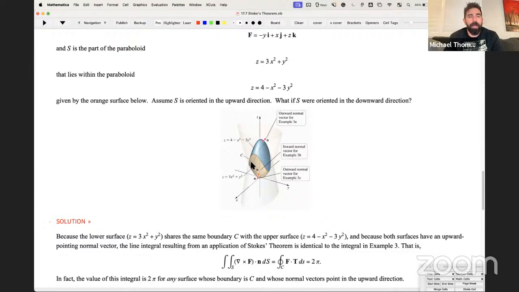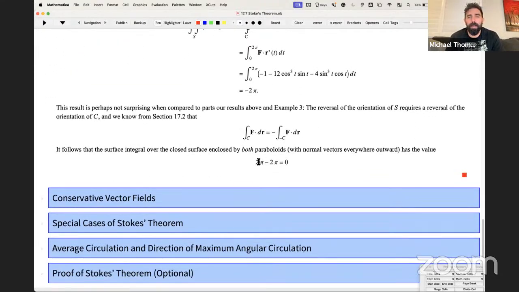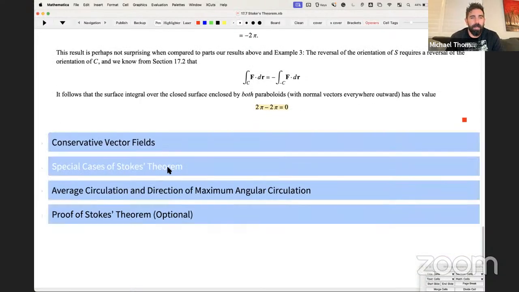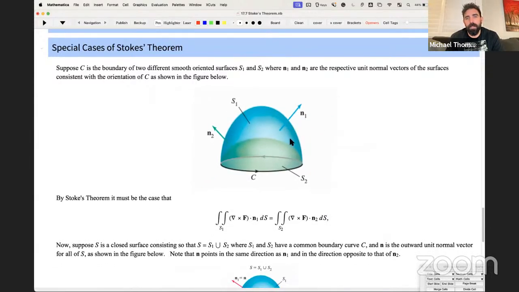Well, essentially everything would cancel out, because you have positive 2 pi on the top and negative 2 pi on the bottom. So the surface integral over both surfaces, if it's closed, necessarily has to be 0. In fact, I think I talk about that here. If you have two surfaces and they have the same boundary curve, then by Stokes' theorem, you're going to have to get the same result, because their circulation is the same. The line integral on the boundary is the same. So that means these must be the same.